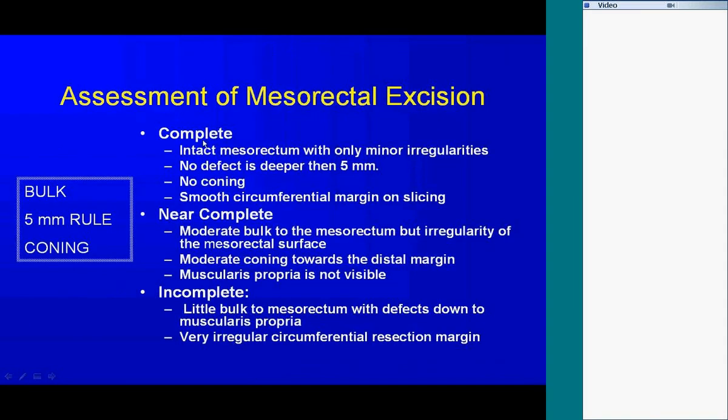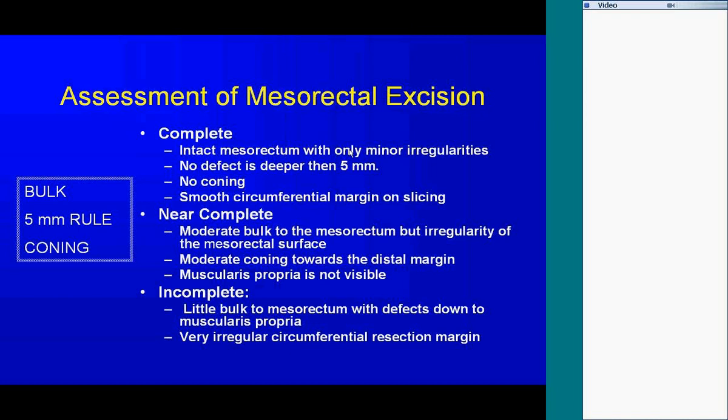And these particular rules were developed by Dr. Quirke for assessing the mesorectum, and basically one should see a very smooth mesorectum as we've described, with only minor irregularities, and no defect should be deeper than 5 millimeters, no coning. And if you do cross-sections of the specimen, you should see a smooth circumferential margin.